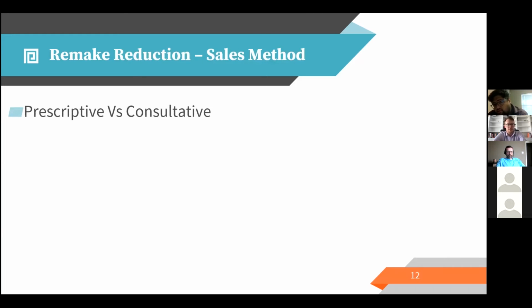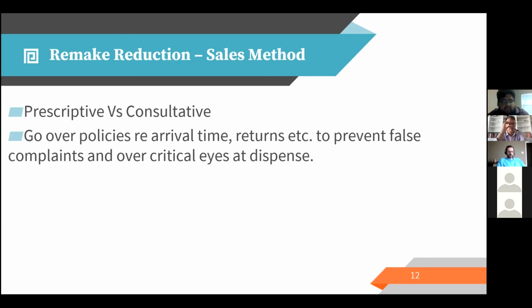What do you like about the old pair? What do you not like? What do you expect from this pair? Where will you be wearing? And going over benefits and feature sets. The consultative method is going to prevent you from having a lot of remakes just from general dissatisfaction, evaluation of that habitual pair, and general kind of compatibility issues with their expectations.